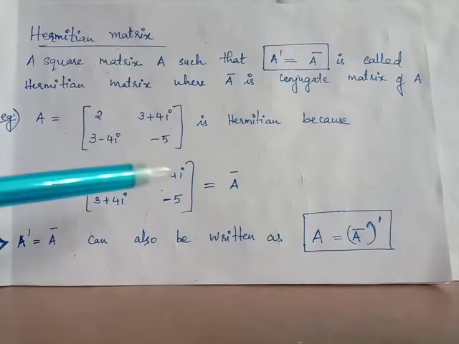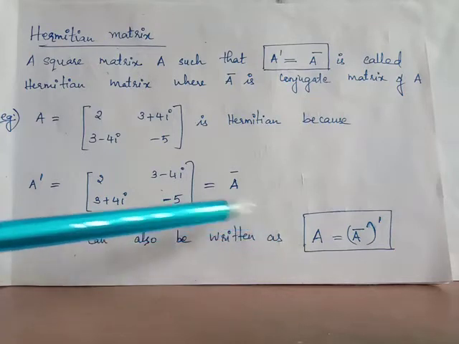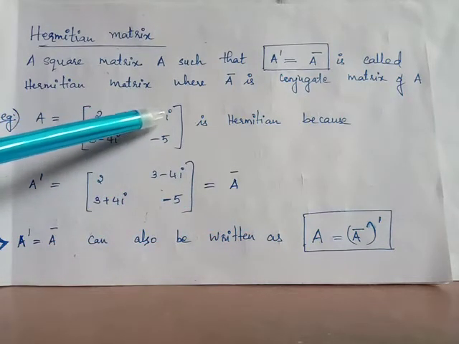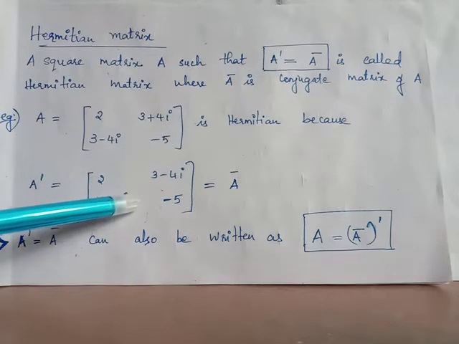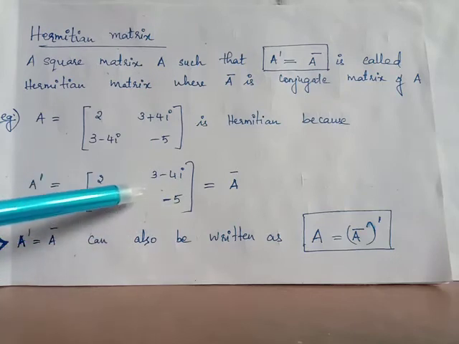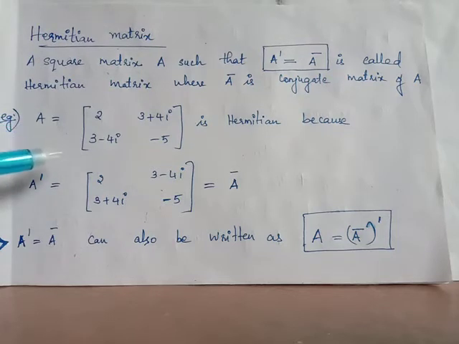Else we can depend on this property. That is, by this property, we first evaluate A conjugate of this matrix, which is obtained by just replacing i by minus i. Then you get this matrix 2, 3 minus 4i, 3 plus 4i, minus 5. When you take the transpose of this matrix, you get back to the original matrix A. Hence, you can conclude that the given matrix is Hermitian.